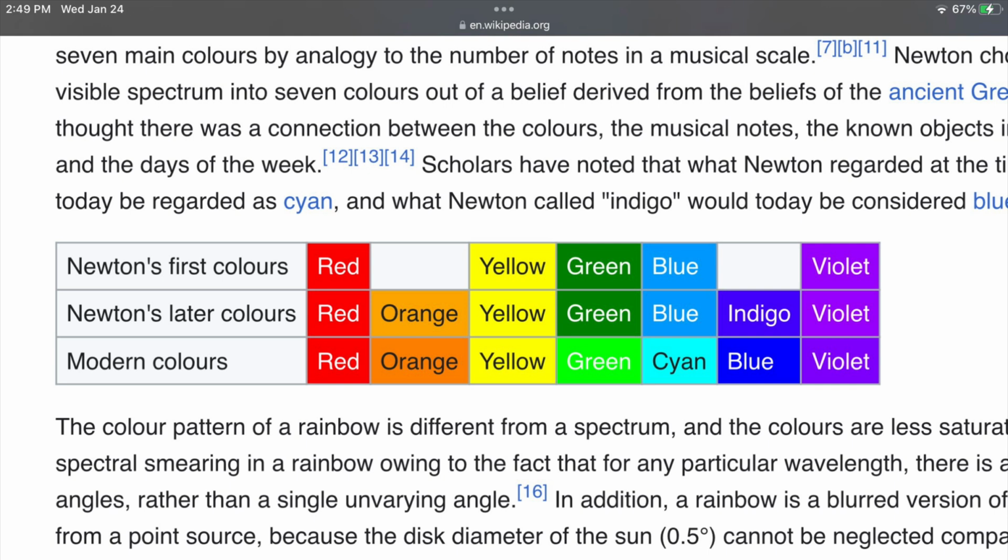Now, even Wikipedia gets this wrong. It shows red, orange, yellow, green, cyan, blue. That's all correct. Then violet. I don't think so.